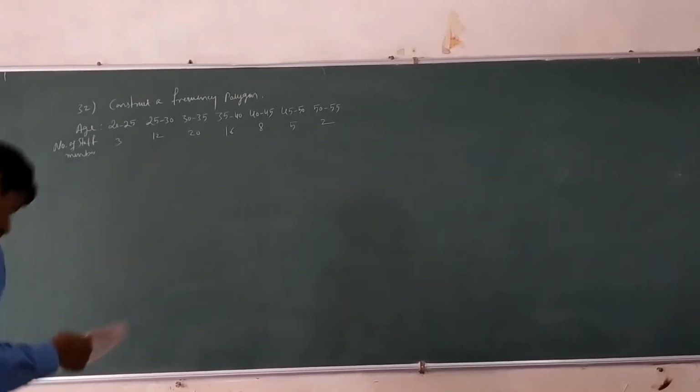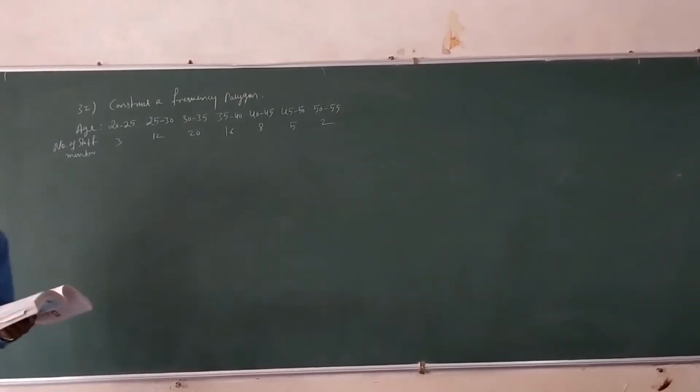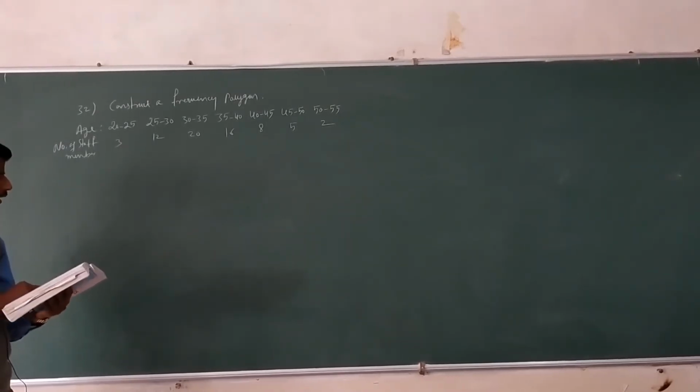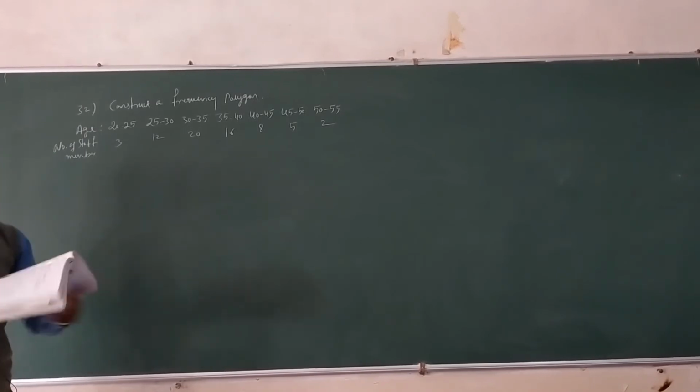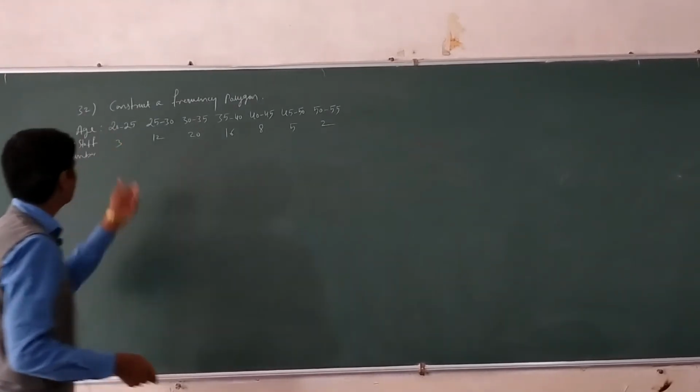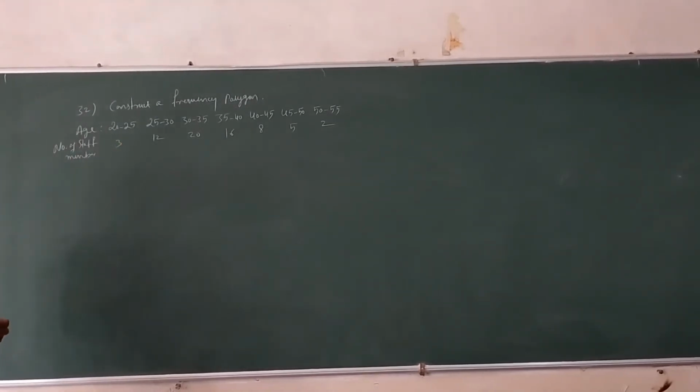The next is problem 31. Following is the age distribution of staff members of a college. Construct a frequency polygon. Here they are given age groups with respect to number of staff members. The age group starts from 20 to 25 and ends with 50 to 55, and the frequencies are 3, 12, 20, 16, 8, 5, 2.